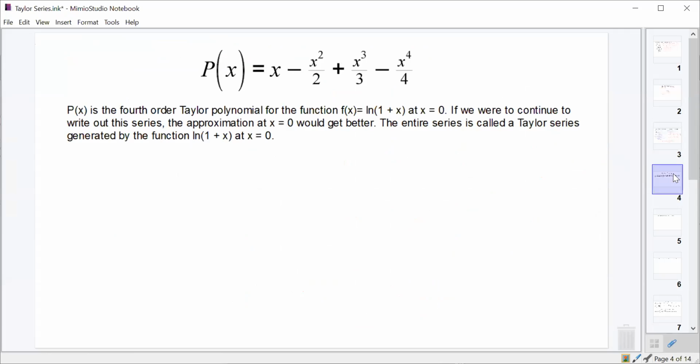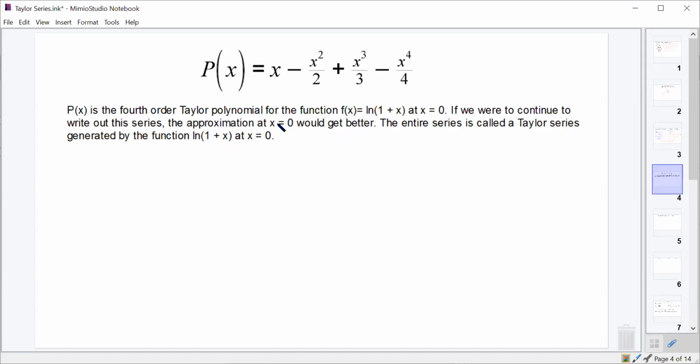So what we call this thing is a 4th order Taylor polynomial for our function natural log of 1 plus x at x equals 0. And like we just saw, if we were to continue to write it out, the approximation around x equals 0 would get even better. Everything further away from x equals 0 is worse than it is at x equals 0. So the closer you are to 0, the better the approximation this polynomial will give you for natural log of 1 plus x.